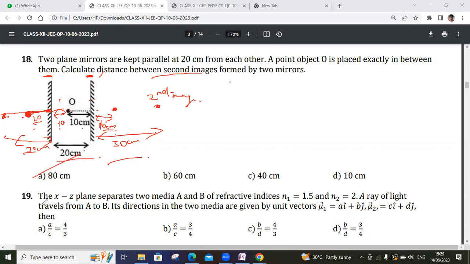Then the 19th problem. The XZ plane separates the two media A and B of refractive indices. So it is the XZ plane. If suppose this is there, this is the XZ plane. Then the refractive indices they have given: one is 1.5, this is 2. So the ray comes like this. Going from rarer to denser, it bends towards the normal. Z remains constant, but the X component here is this much, while in the refracted ray X is this much.